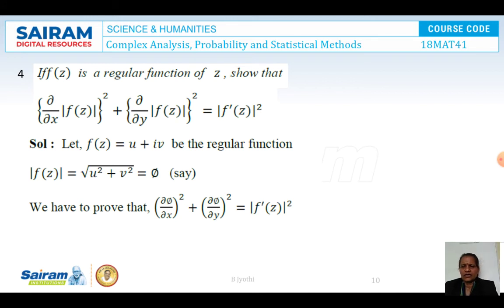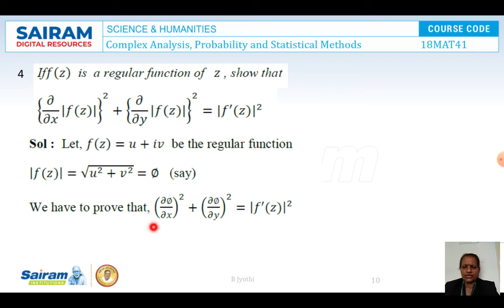Next one. If f of z is a regular function of z, show that dou by dou x of mod f of z the whole square plus dou by dou y of mod f of z the whole square is equal to mod f dash of z the whole square. So let's consider f of z is u plus iv, a regular or analytic function. Then mod of f of z is root of u square plus v square, that is phi.